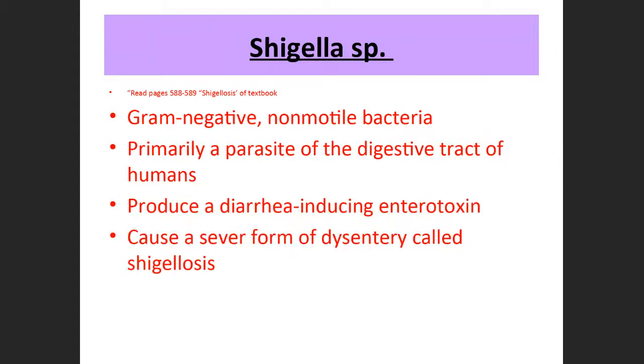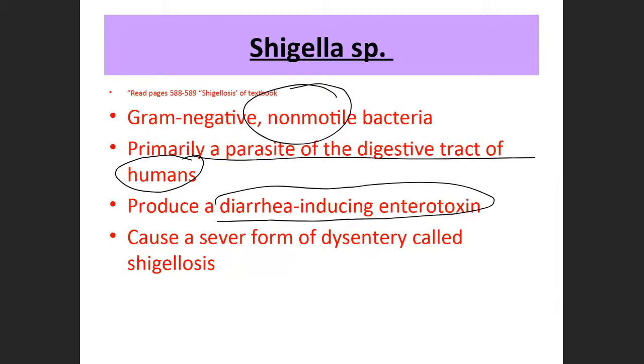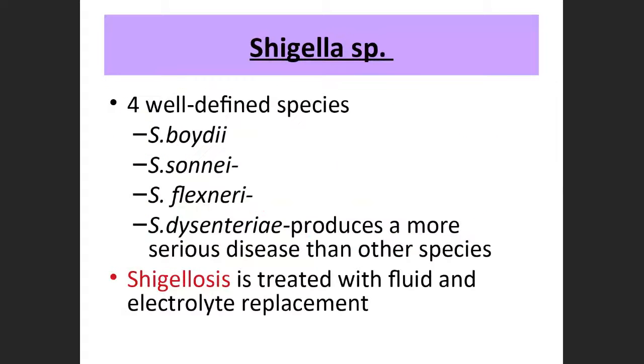The other pathogenic gram-negative rod is Shigella. Shigella is non-motile. It's a human organism, whereas Salmonella was animal, Shigella is human. It produces a bloody diarrhea intoxication called dysentery or shigellosis. There are different species. Shigella dysenteriae is probably the worst. All of them cause the same condition.